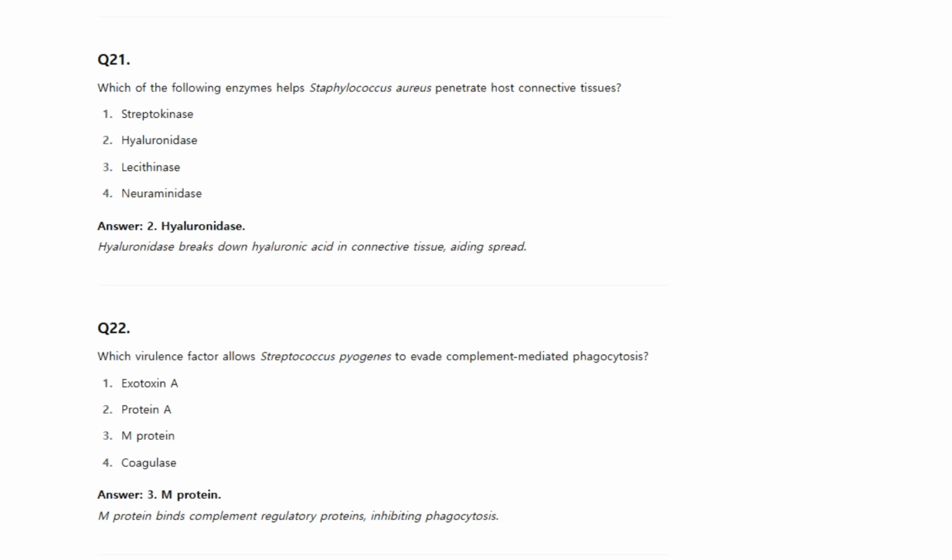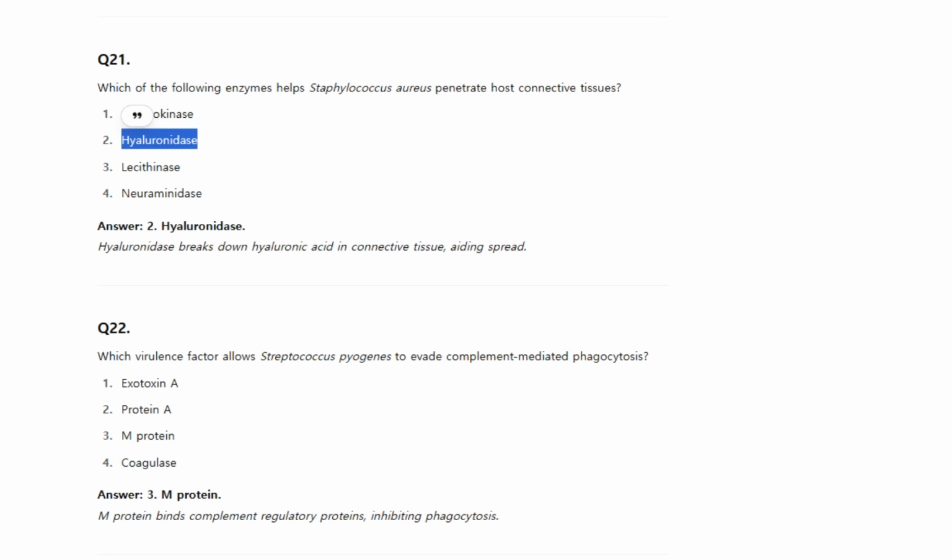Q21. Which of the following enzymes helps Staphylococcus aureus penetrate host connective tissues? 1. Streptokinase. 2. Hyaluronidase. 3. Lecithinase. 4. Neuraminidase. Answer 2. Hyaluronidase. Hyaluronidase breaks down hyaluronic acid in connective tissue, aiding spread.